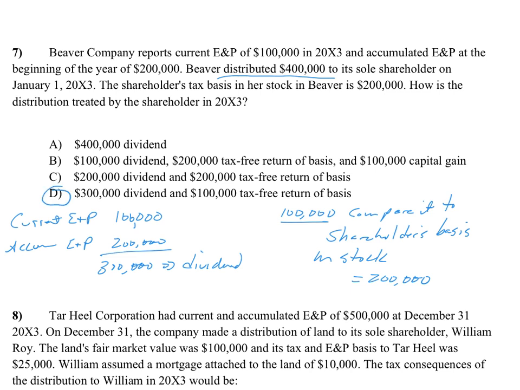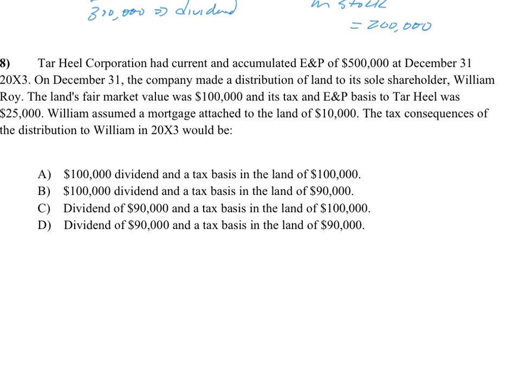So what you end up with is a $300,000 dividend, and then that other 100,000 is a tax-free return of basis. Okay? If they didn't have enough basis, what would that $100,000 be? Well, if they didn't have enough basis, then the next option is for that $100,000 to be treated like a capital gain. All right? Okay? Now let's move on to number 8.